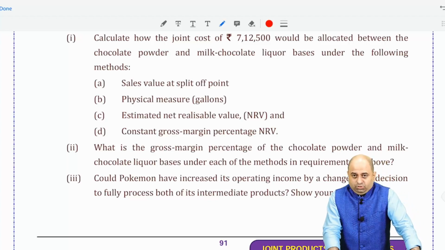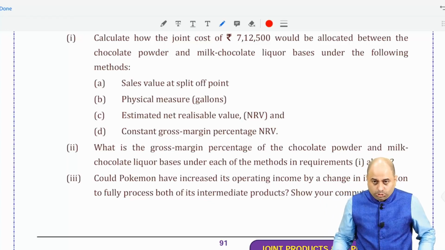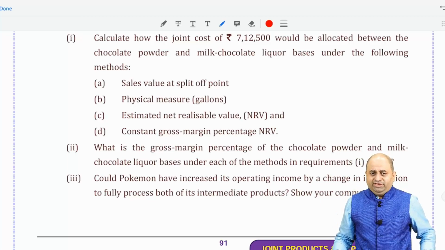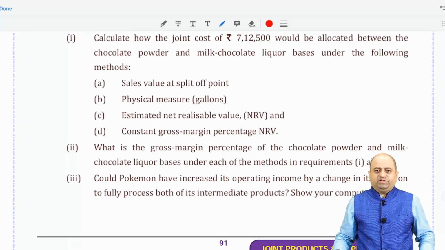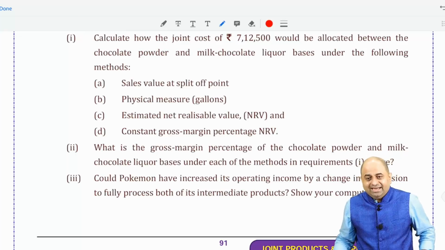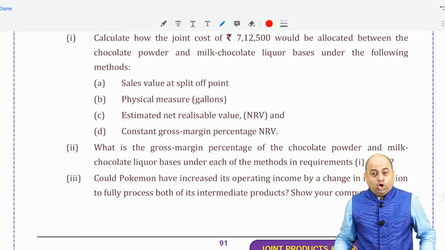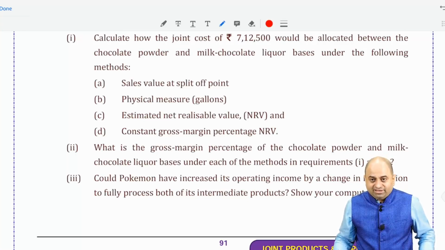That's it. That was the point regarding this question. The last part again asks you, could Pokemon have increased its operating income by a change in its decision to fully process both of its products? Guys, it is again nothing else but a decision regarding whether to process the product further or not. I'll remind you, I used the technical words called depth of processing.